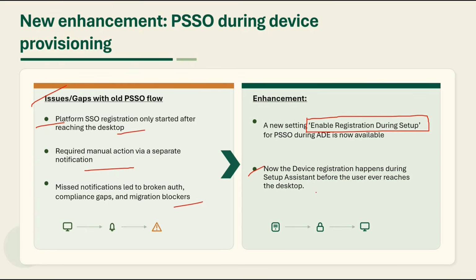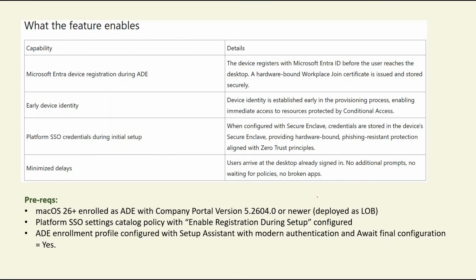Now the device registration happens during the setup assistant screen before the user even reaches the desktop. Therefore, we are not waiting for any prompt to come. Now, what this feature enables is, now this screenshot I have taken from our official documentation, which we will go through in detail during the demo. But what this is saying is that the Microsoft Entra device registration now happens during ADE. The device registers with Microsoft Entra ID even before the user reaches the desktop screen. A hardware-bound workplace join certificate is issued, and it is stored securely. It will be stored in secure enclave, as we have seen earlier.